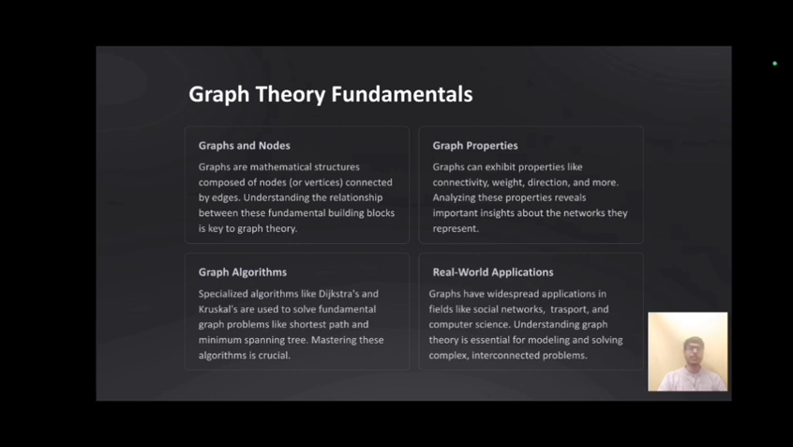Graph properties. Graphs can exhibit properties like connectivity, weight, direction, and more. Analyzing these properties reveals important insights about the networks they represent. Graph algorithms. Specialized algorithms like Dijkstra's and Kruskal's are used to solve fundamental graph problems like shortest path and minimum spanning tree. Mastering these algorithms is crucial. Real world applications. Graphs have widespread applications in fields like social networks, transport, and computer science. Understanding graph theory is essential for modeling and solving complex and interconnected problems.